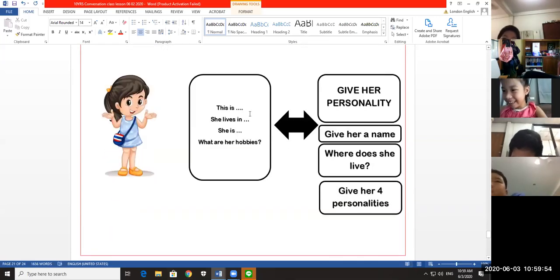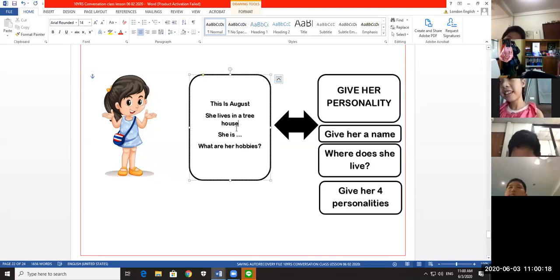Okay. Who is this now? So let's give her a personality. Is this August? So this is August. She lives where? Oh, she lives in a tree house. Okay. How old is she? Just make up her age, okay? You can say anything you like. How old is she? She's 9 years old. She's 10 years old.